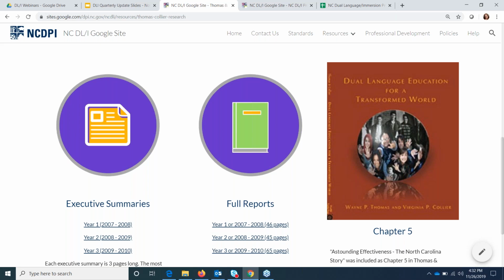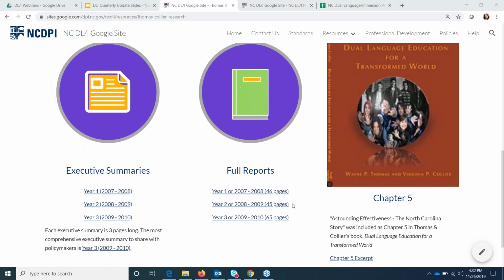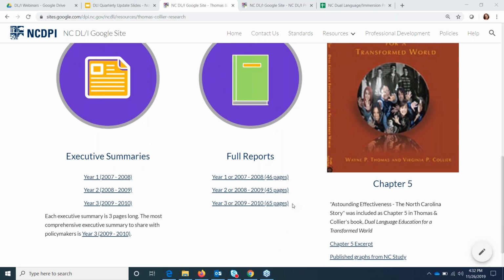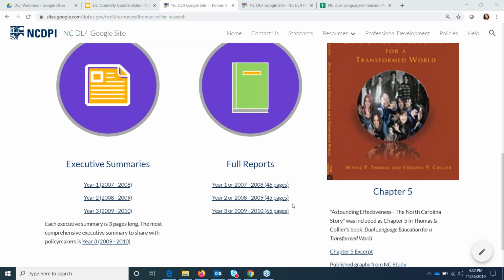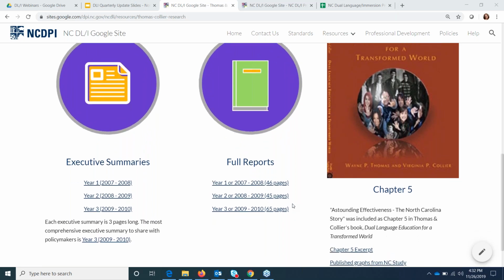And then the work that they did in North Carolina is actually an entire chapter in what's called the Red Book that Thomas and Collier wrote, called Dual Language Education for a Transformed World. We have all that linked here for you to use, including chapter 5 from the Red Book, but also some other things that you may need.